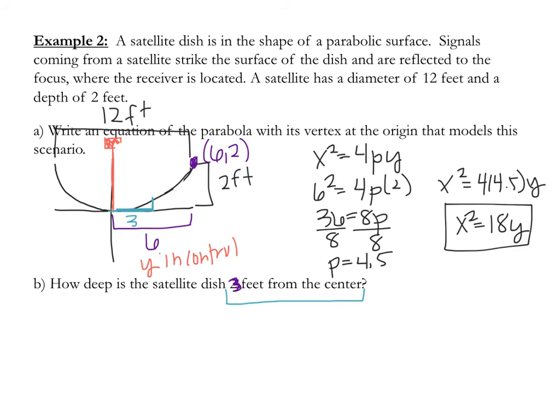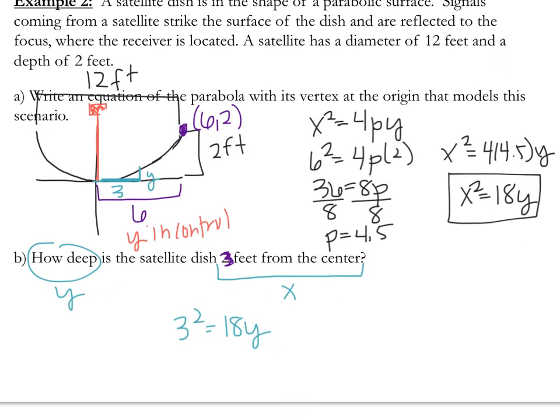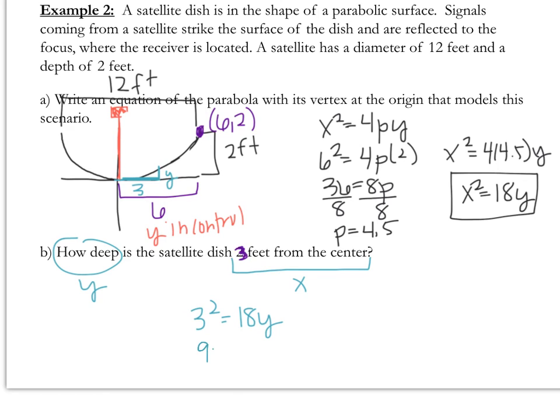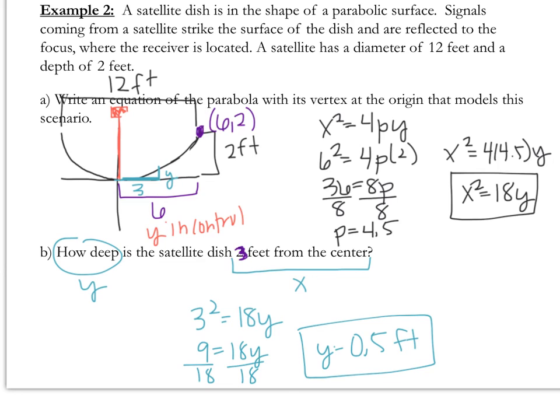And then I want to know how deep it is, so I'm actually looking for y. How deep is y? 3 feet from the center is x. So all we need to do is plug that in. It's going to be 3 squared is equal to 18y. And then that's 9 equals 18y, and I'm going to divide by 18. That tells me that it is half a foot deep. 0.5 feet is how deep it would be if we move 3 feet out.